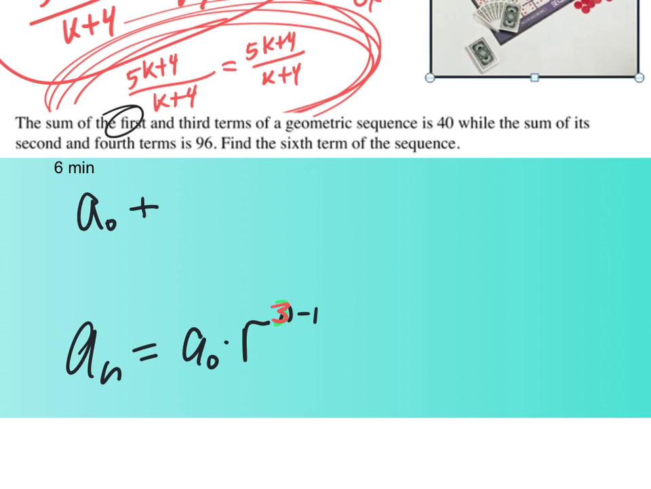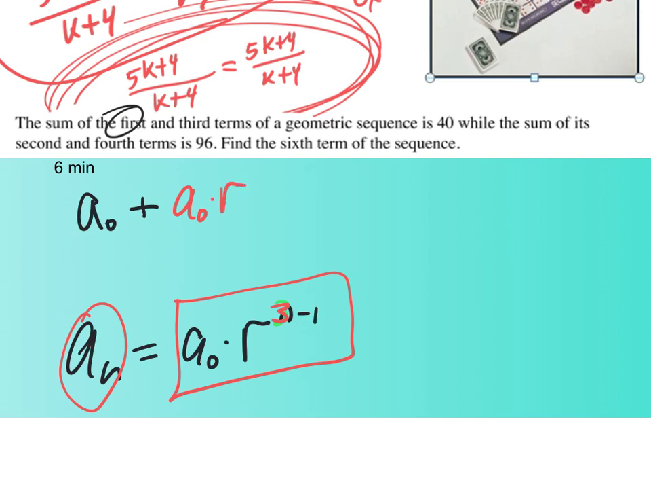And a sub 0 is still a sub 0, right? And that's the third term. So that right there is the third term: a sub 0 times r to the 3 minus 1, which is 2. That plus that is 40. But wait, Mr. Server, there's two variables. How am I supposed to solve? Because you're going to have two equations.